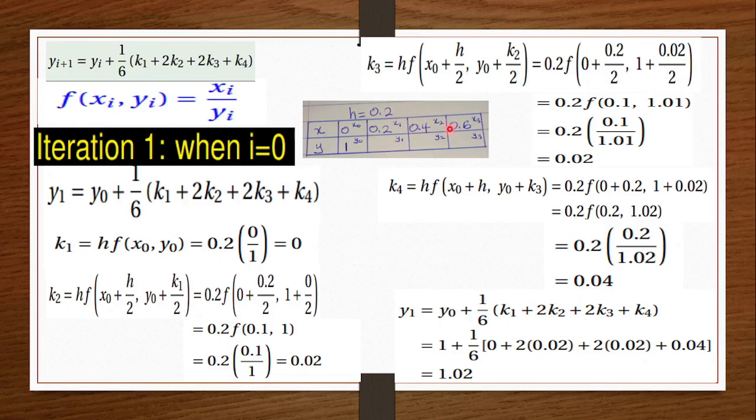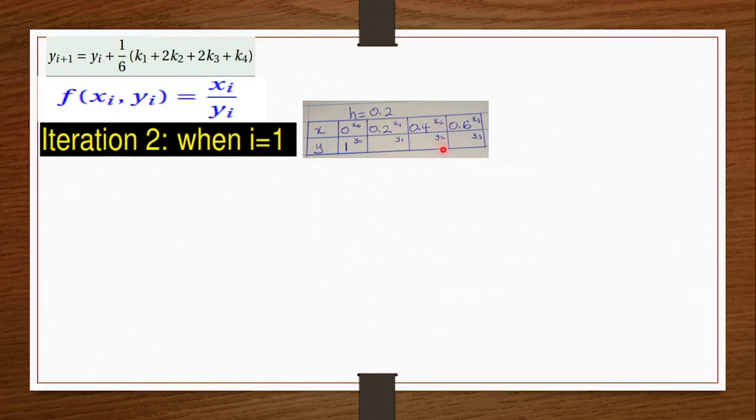Okay, so now the next thing to do is to find the value for y2. So you move on to the second iteration, that is when i is equal to 1. Then when i is equal to 1, we are going to get y here to be y2, which is going to be 1 plus 1 on 6, then we have our k values here. So again, we go through the same process by finding all our k values: k1, k2, k3, and k4.